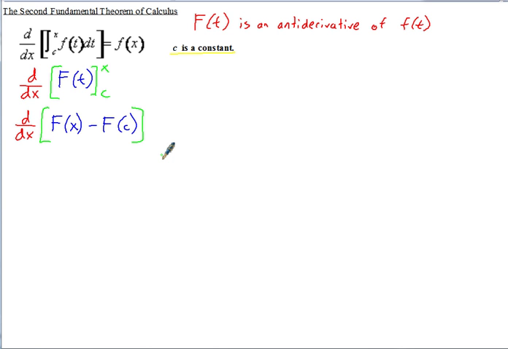Now we're going to take the derivative of that. So the derivative of capital F of x: if capital F of t is an antiderivative of lowercase f of t, that means that when you take the derivative of capital F, it gives you back lowercase f. It just happens to be x instead of t. That's like the difference between sine t versus sine x: the same function, just a different variable inside. So the derivative of capital F of x would be lowercase f of x.